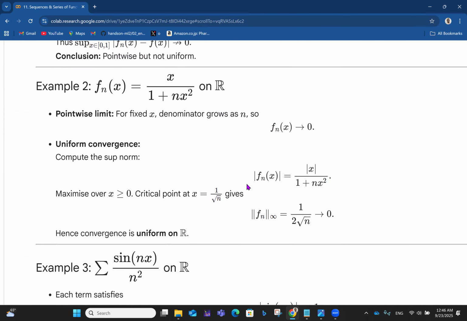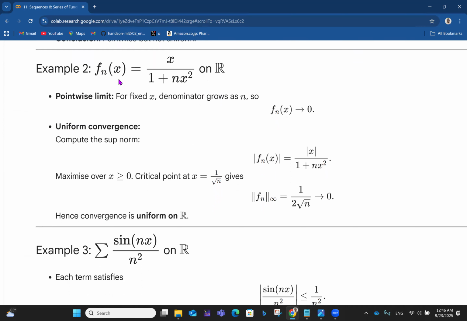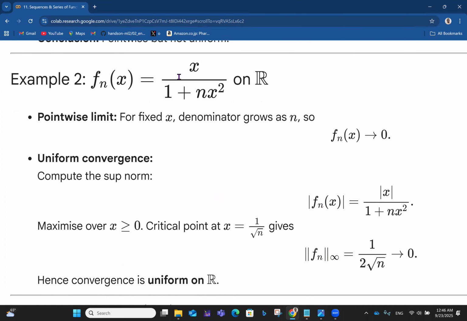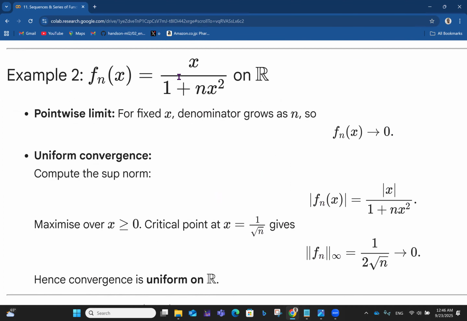Okay, so we have another one. You have fn of x equals x over, okay, I guess we can still expand this. Nice. Okay, so example 2, fn of x is actually x over 1 plus n x squared on the real number line. Okay, so for pointwise limits, we say for fixed x now, the denominator grows as n grows. So fn of x approaches 0.